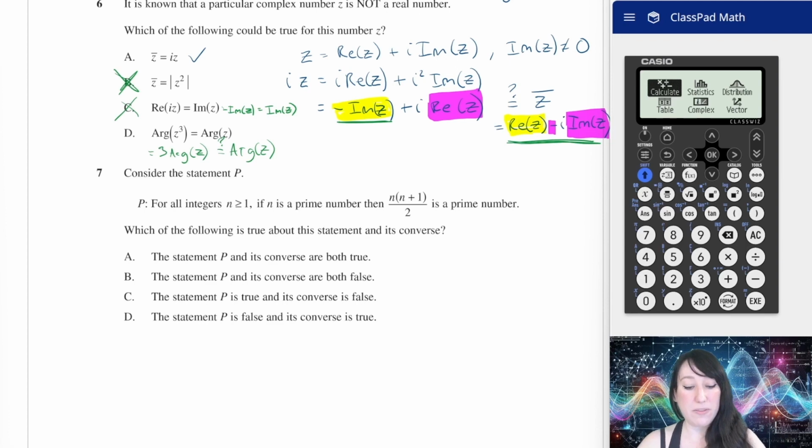So another consequence of z not being a real number is that its argument cannot be 0 or pi. And if you think about that statement that 3 times the argument is equal to the argument, that would only be true if the argument is 0 or pi. Now, of course, 3 times 0 is 0, but when it comes to rotations around the complex plane, a rotation of pi would be equivalent to a rotation of 3 pi. And this wouldn't work in any other circumstances for any other angles. So D is not an option, which confirms the answer is A.